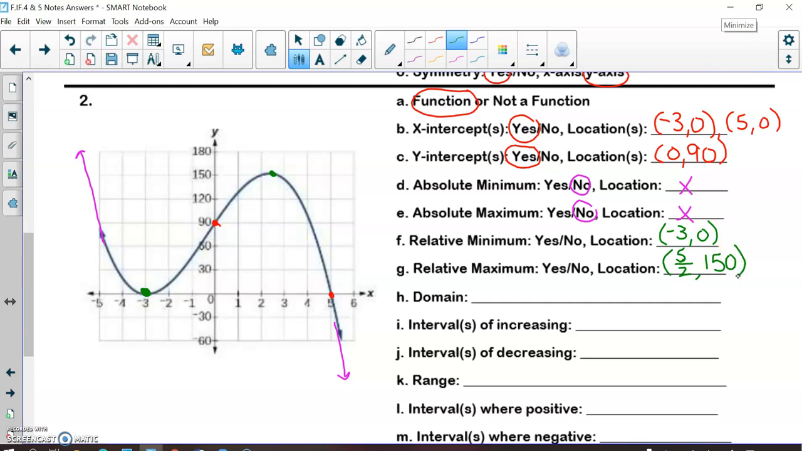So my domain, this keeps going left and left and left and right and right and right. So my domain is -infinity to infinity.